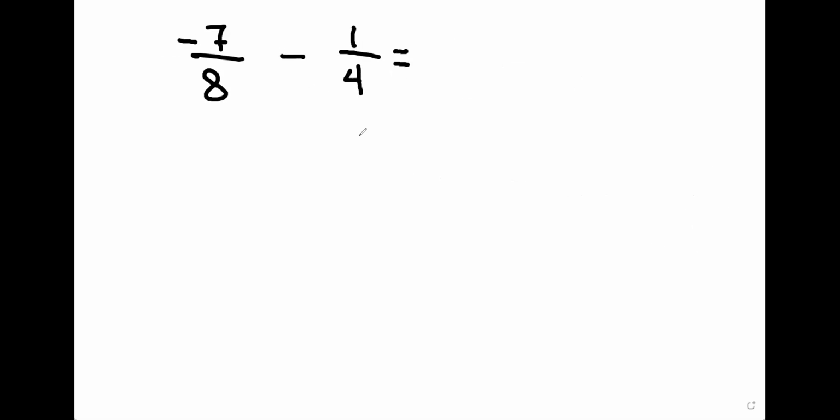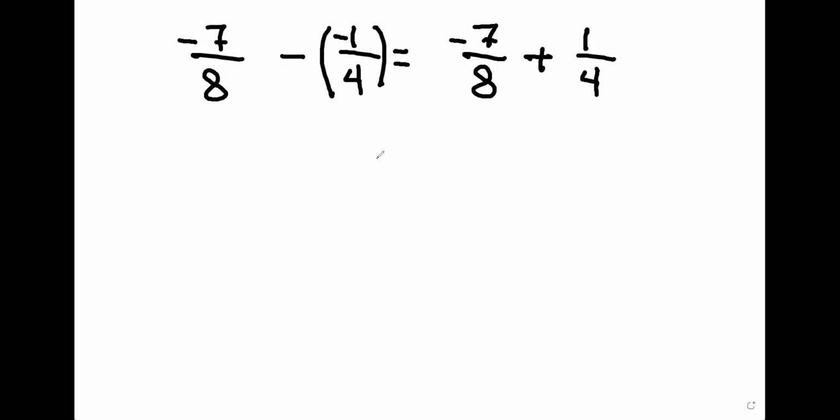Here we go. There's another one that we have, and it's negative 7 over 8 minus negative 1/4. So we rewrite this as negative 7 over 8. Again, every time you have two signs like this, minus and negative changes to a plus, and then it just becomes 1 over 4.